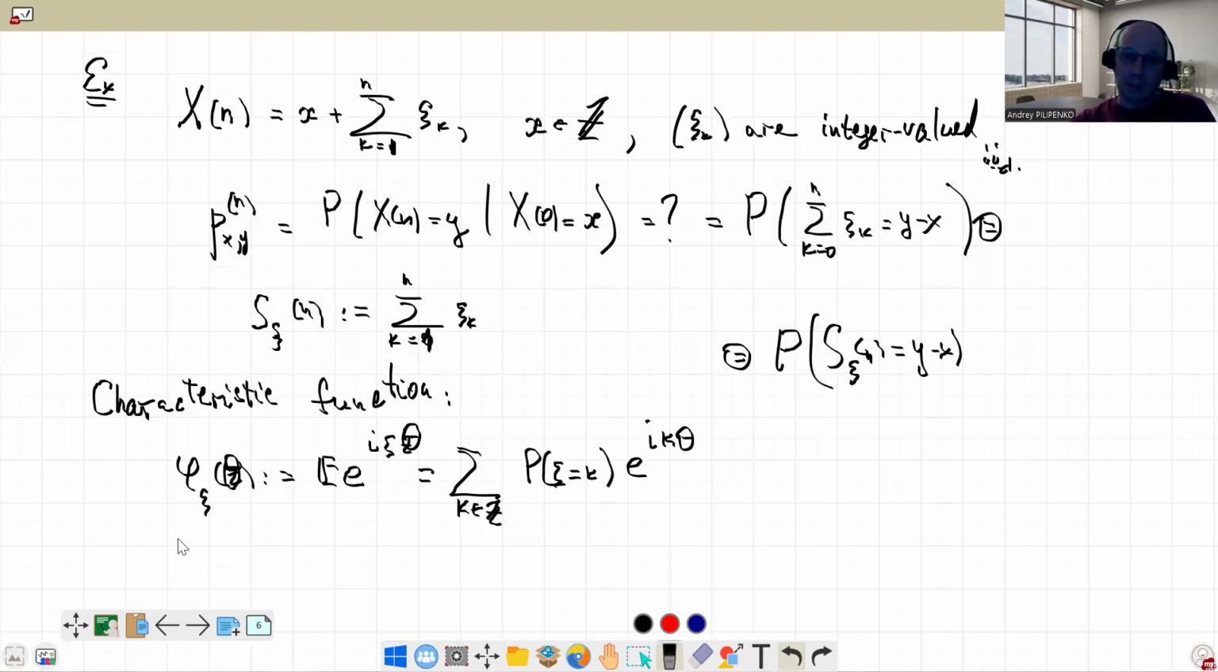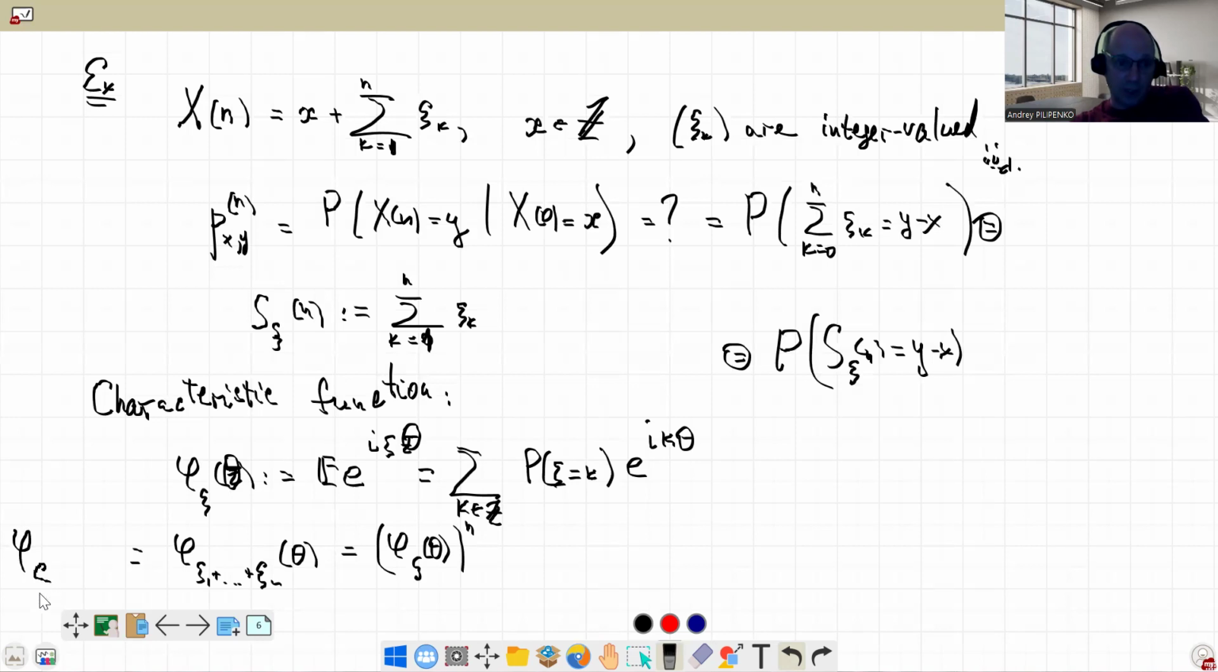And what is the characteristic function of xi_1 plus ... plus xi_n? These random variables are independent, identically distributed. So since they are independent, the characteristic function of the sum is equal to the product of characteristic functions. And since they are identically distributed, the characteristic function of the sum is equal to the characteristic function of one random variable to the power n. So this is the characteristic function of S_psi(n) of theta.